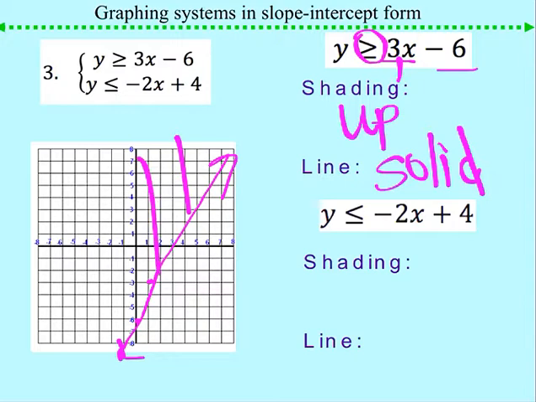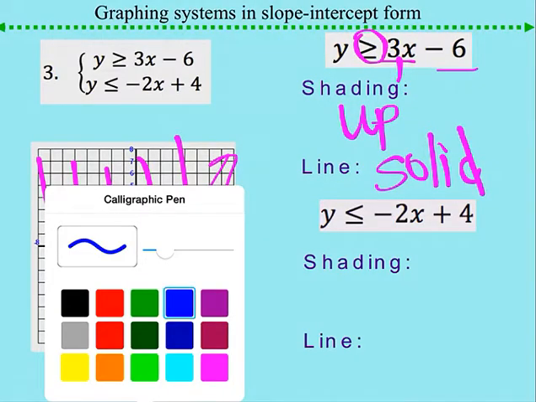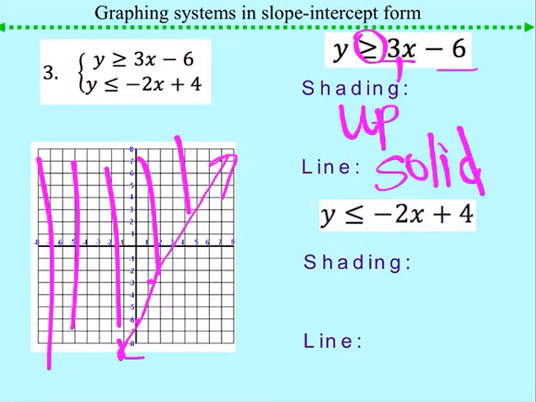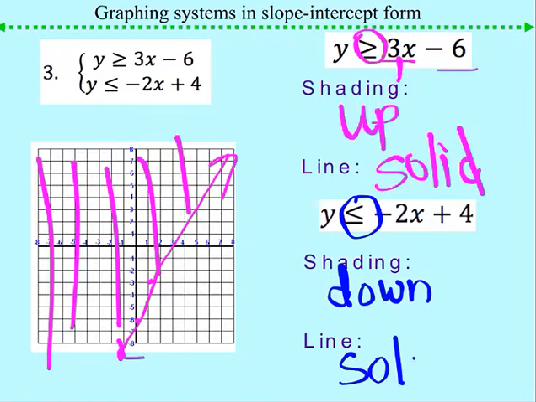So I'm just going to lightly shade that in pink. I'm not making it too solid right now because I want to make sure it's obvious where my crossover is. Okay, so for the shading, here it's facing away from the y, so I'm going to be shading down. And then I notice that there's a solid line underneath the inequality, which means it's going to be solid.